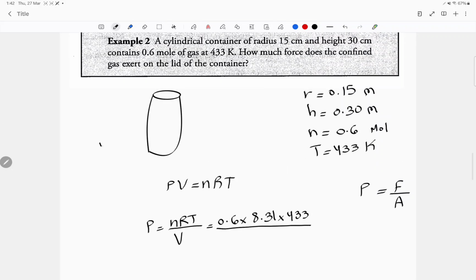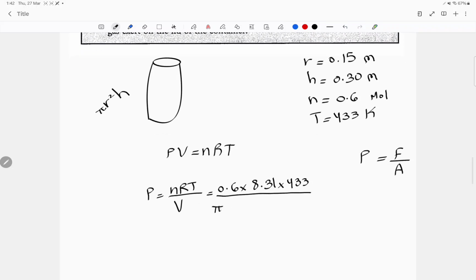What's the volume of a cylinder? Pi r squared h. It's also given to you in the equation sheet, the volumes. So pi r squared h. Okay, let's see how much we get in the calculator. So I got 10.1809 Pascal.